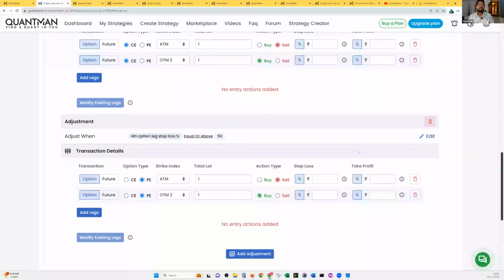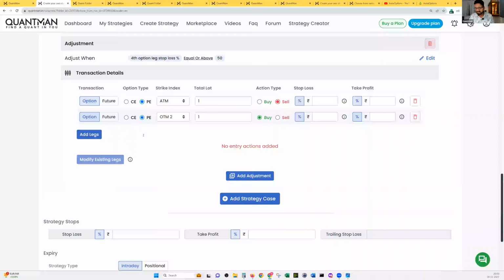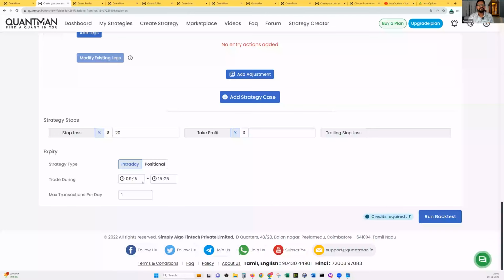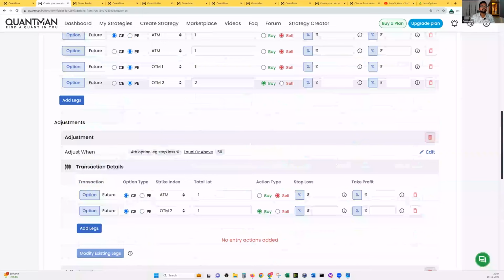So what I do, I just put the similar strategy. I put the 20% stop loss as well. How many trades am I planning for a day? Come on, guys, type your answers in the chat box. Three trades a day. That's it. Everything is set fine. So now this is the adjustment one.